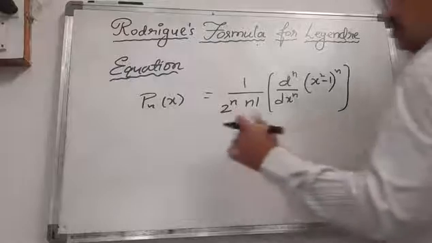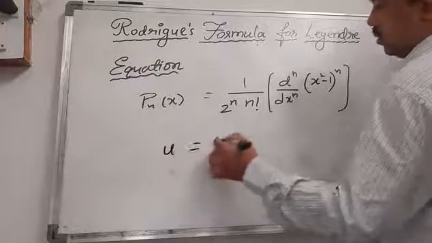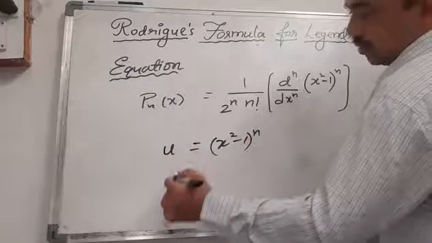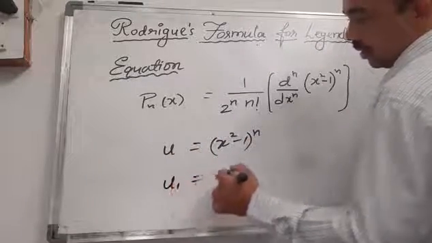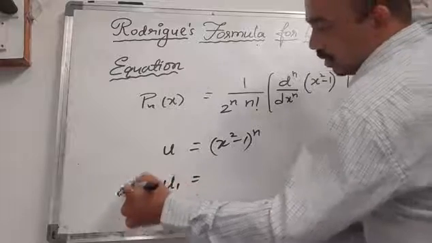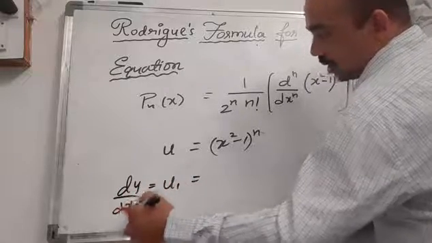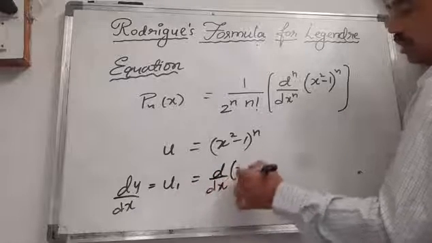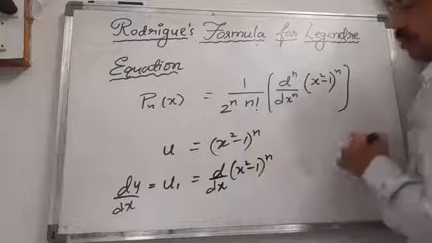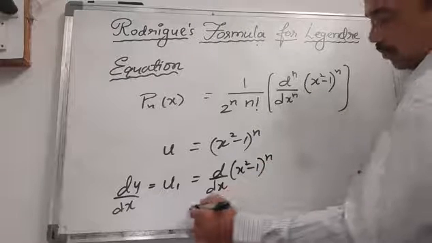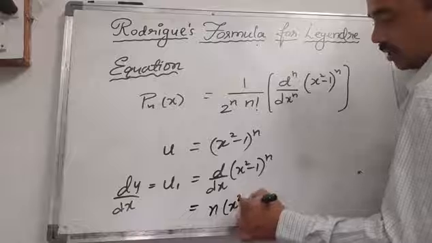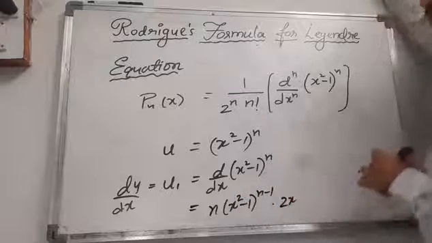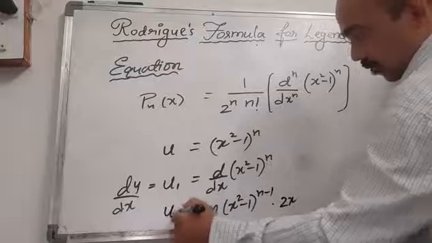To prove this one, we take u is equal to x square minus 1 whole to the power of n. The first derivative of this one, that is u1, is nothing but du by dx, is called first derivative. So we get d by dx of x square minus 1 whole power n. This is equal to n into x square minus 1 power n minus 1 into 2x. This is called u1.